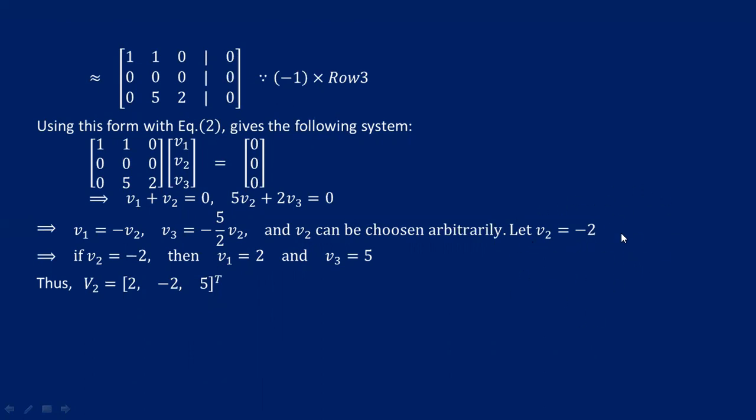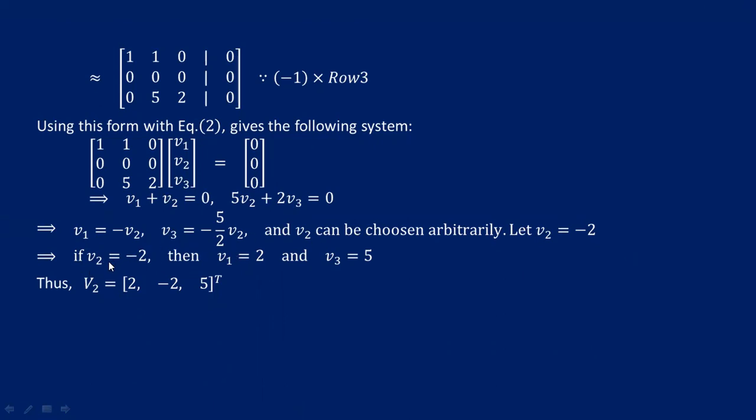Here I let v2 is equal to minus 2. It is totally your choice. You can let v2 is equal to 5 or v2 is equal to 10, because it is arbitrary. Then v1 and v3 are found by putting the value of v2 in these two equations and simply solving these simple equations for v1 and v3.